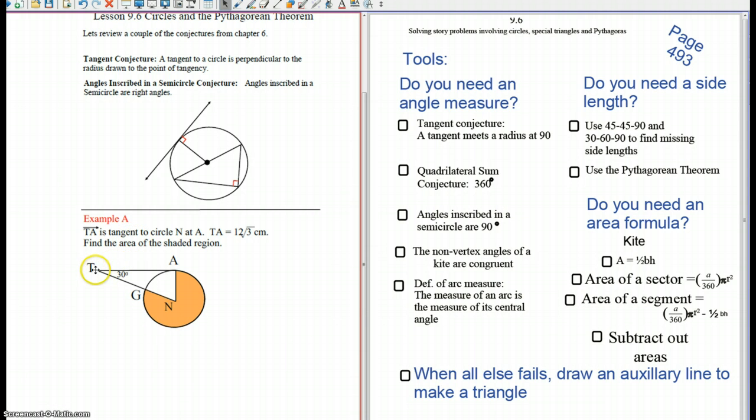Example A, we have this tangent TA at angle A. And TA, it tells us, is 12 square root 3. So I'm going to write 12 square root 3. And we want to find the area of the shaded region. So I go over here to my tool list. It says, do I need an angle measure? No, I want area. Side length? No, I want area. And I'm looking at the area of a sector. So I can see right now that this is the formula I want.